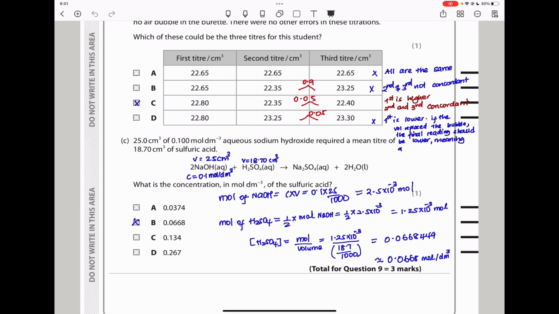So using the equation, 2 to 1, it means the moles of this should be half the moles of sodium hydroxide. So moles of sulfuric acid should be a half times the moles of sodium hydroxide, which gives me that. And finally, the concentration of this should be number of moles over volume, which is this number of moles divided by the volume used, and it gives me 0.0668 mole per decimeter cubed, whereby B comes out to be the correct answer. Let's move on to question 10.